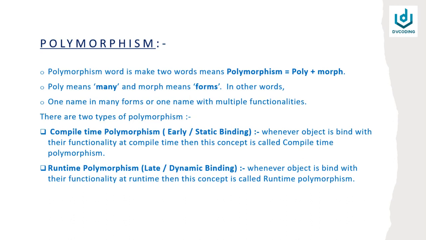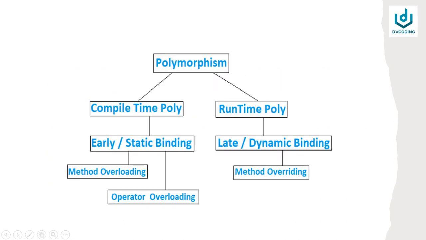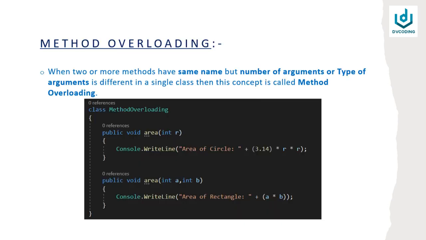Structure of polymorphism: polymorphism, compile time polymorphism, runtime polymorphism. Early static binding, late dynamic binding. Static binding has two types: method overloading and operator overloading. Late binding is method overriding. Let us discuss method overloading.